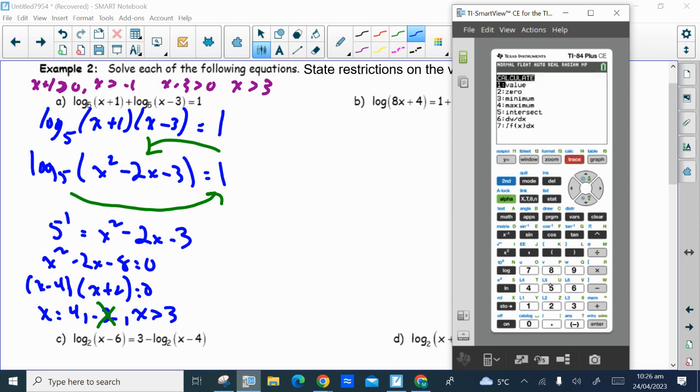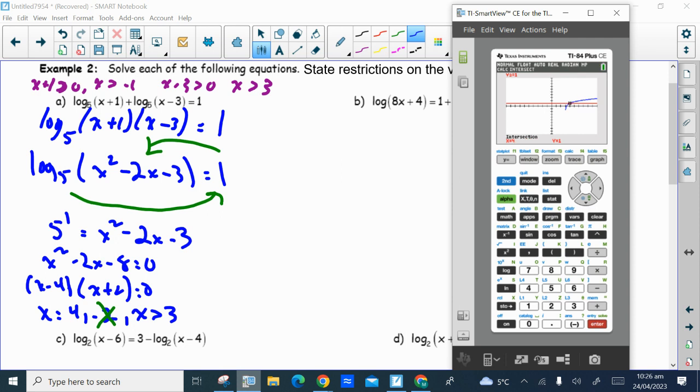Second function trace, number 5 for intersect. Right now it's asking us to identify the first curve that has x equals 0, but there is no y value because that log equation doesn't start till over here where x is greater than 0. So we need to use the right arrow key and scroll over until we get a y value displayed. There we go. Now we can verify that that's our first curve, our second curve, enter, and our guess, and you'll get your answer of 4.